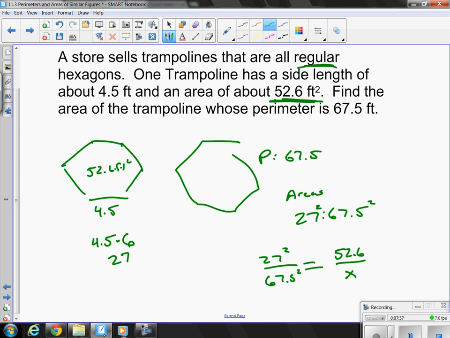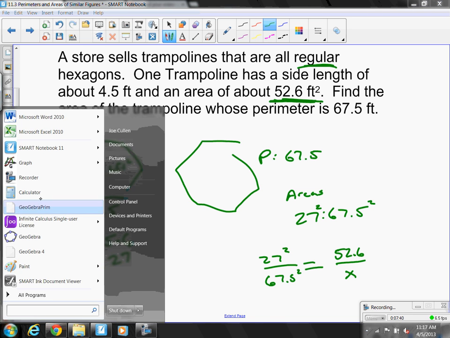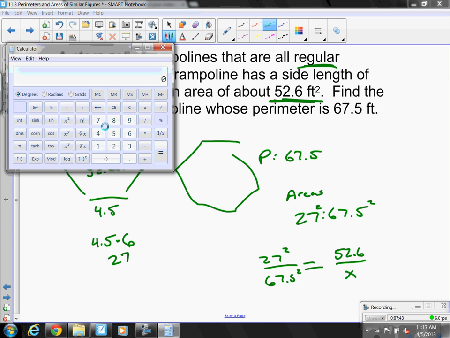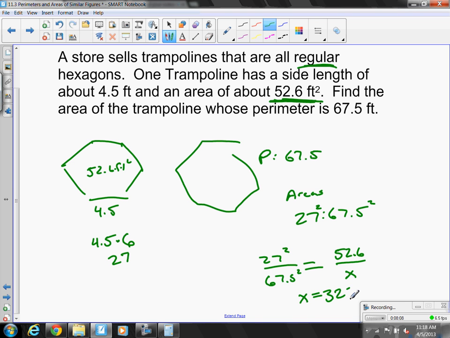So I'm going to cross multiply and divide. I had a calculator out. There we go. 52.6 times 67.5 squared, and then I want to divide that by 27 squared. We get x equals 328.75. And my units are feet squared. That would be the area of the larger hexagon.